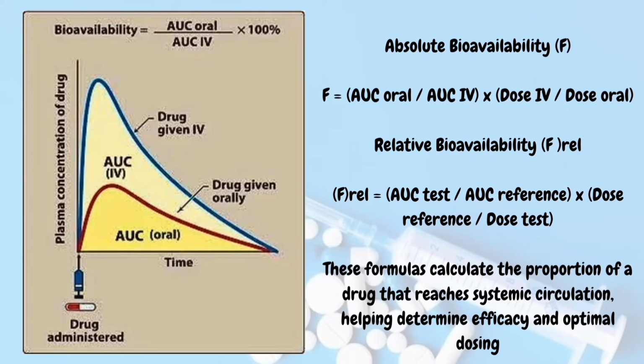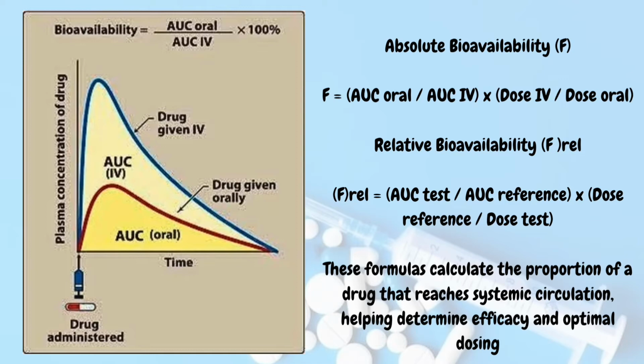It's very similar to the general bioavailability formula. While for relative bioavailability, we are comparing the AUC of a tested formulation to the AUC of a reference or a standard. For relative bioavailability, we are comparing different oral formulations. So we are not really comparing two different ways of administration. We are comparing the same way of administration but different formulations. These formulas calculate the proportion of a drug that reaches systemic circulation, helping us to determine the efficacy of the drug and also the dosing of the drug.